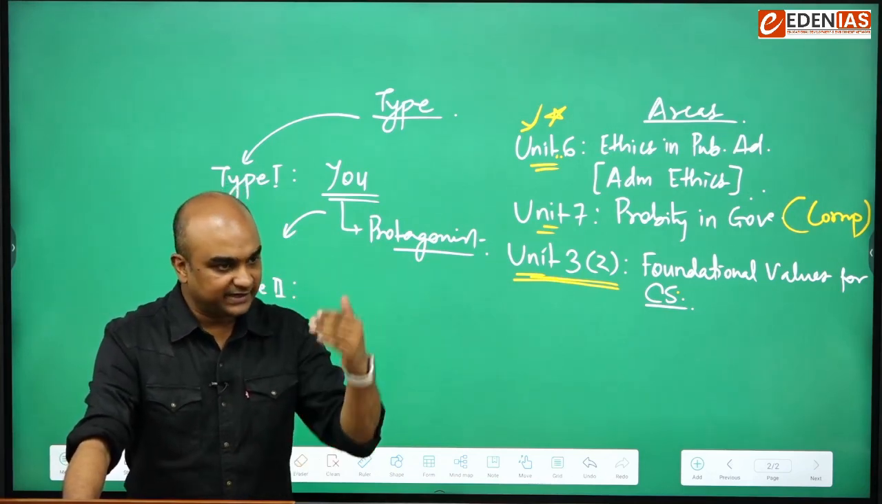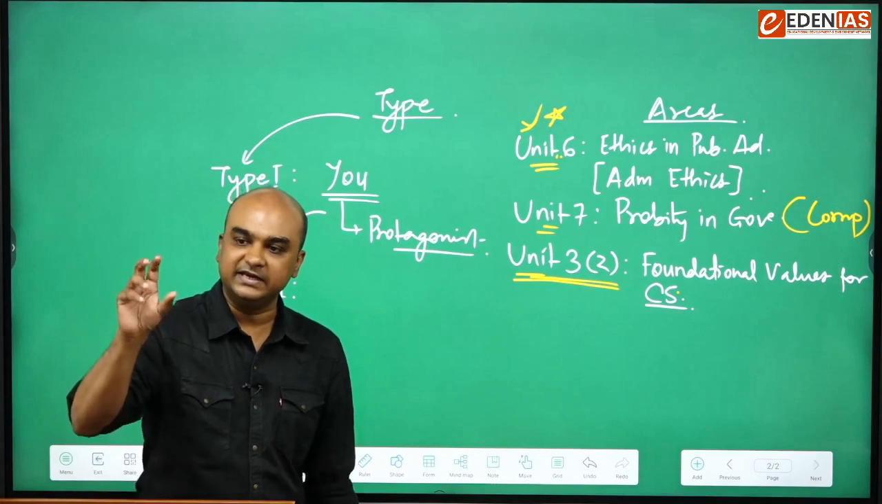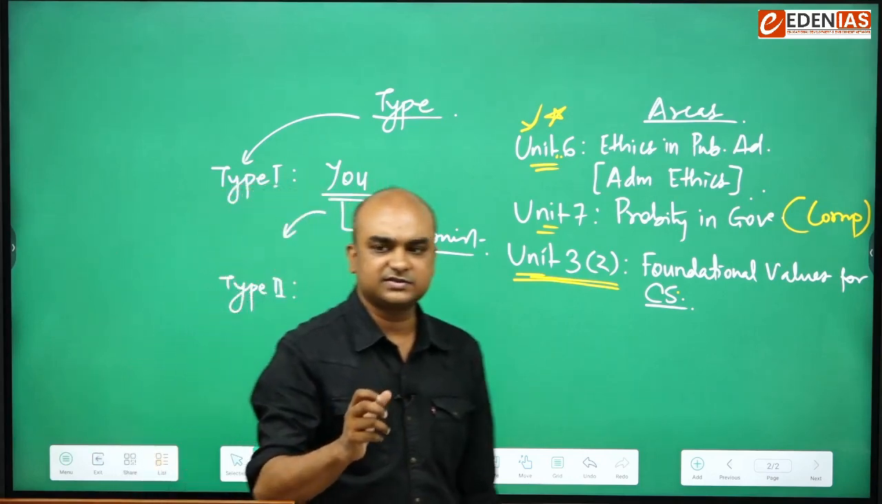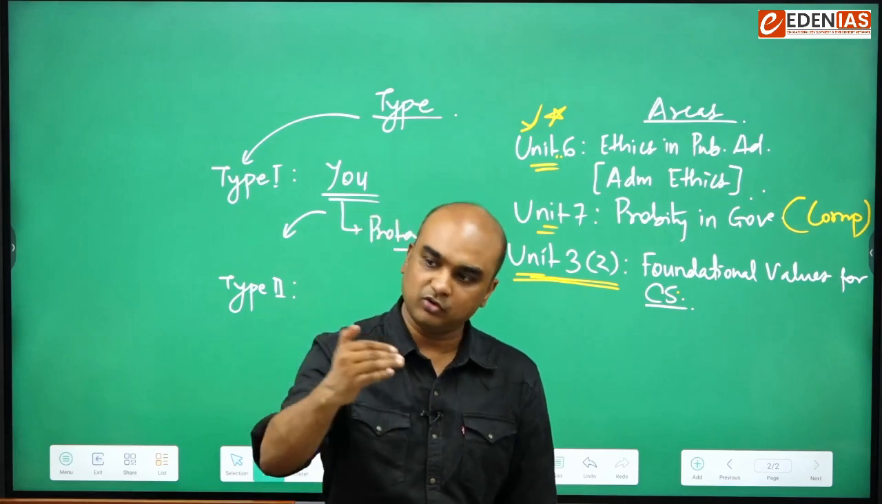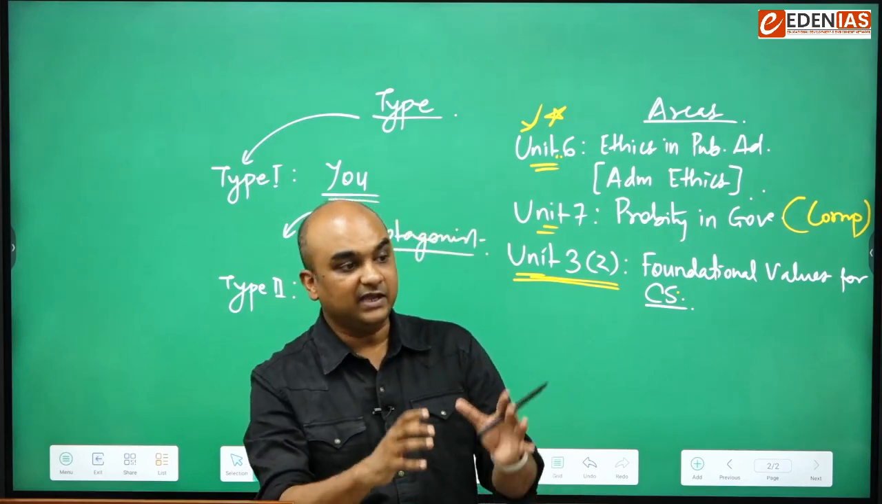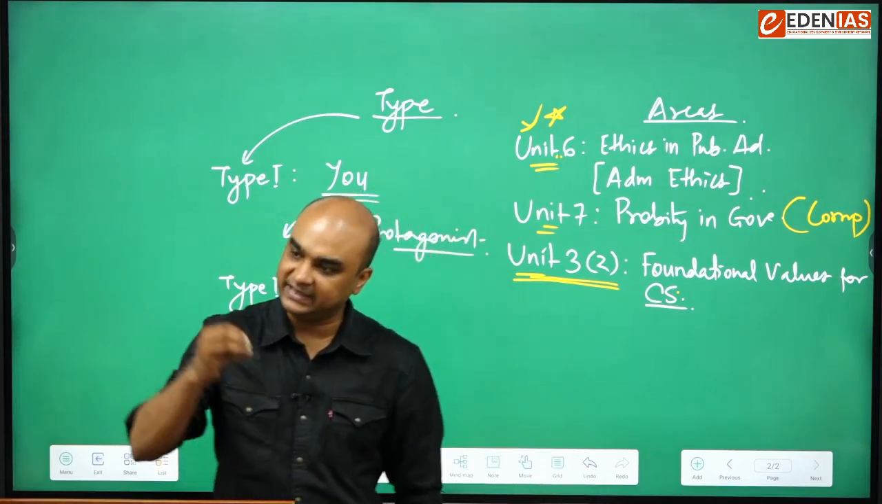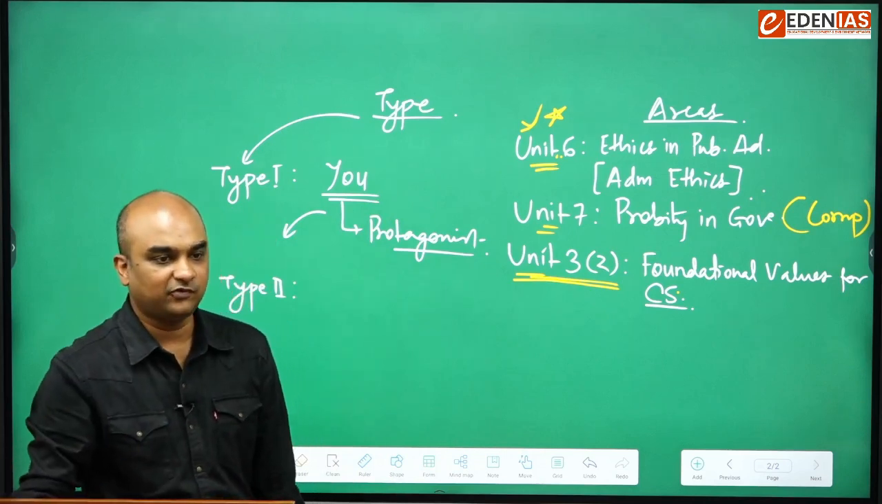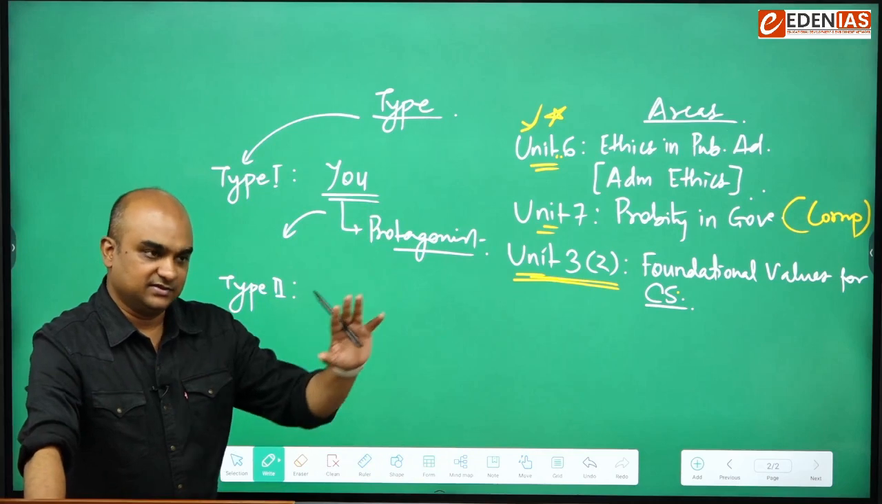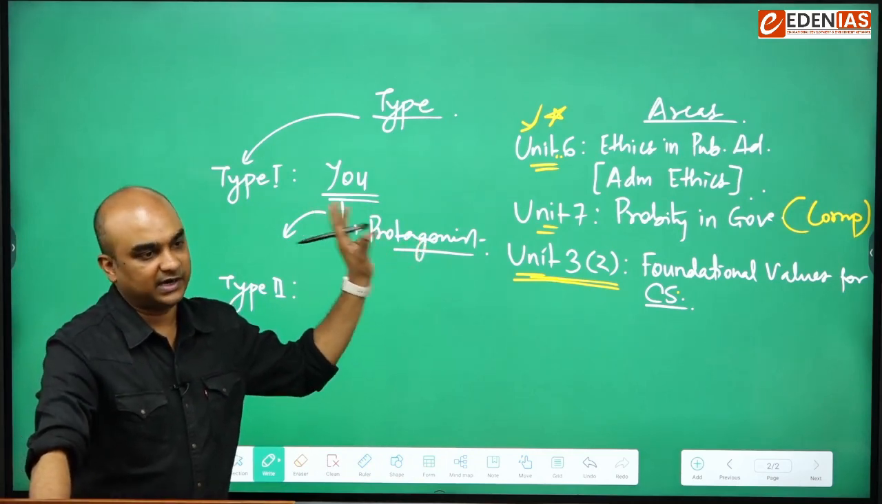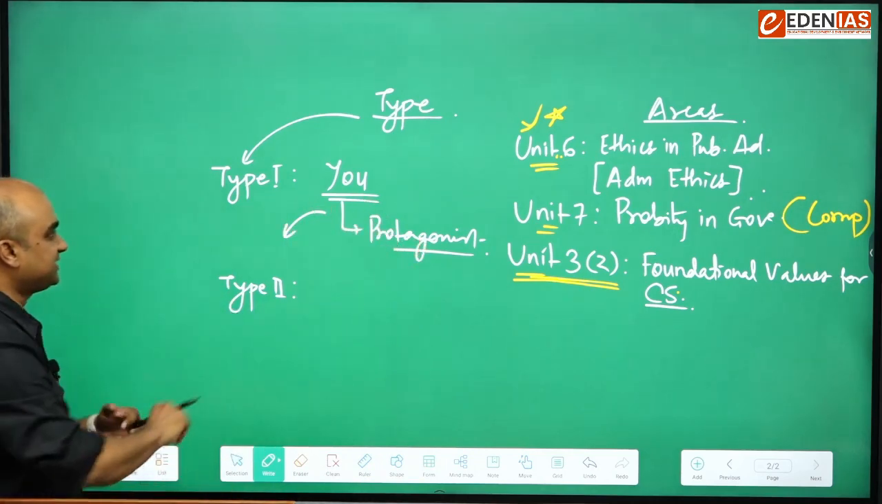So in every case study, you have to bring in the legal angle as well, because remember that many of the ethical principles and standards are borrowed from law, and many ethical standards and principles are implemented through law. Therefore, law or the legal angle cannot be kept aside when you are writing case study answers. So this is type 1.